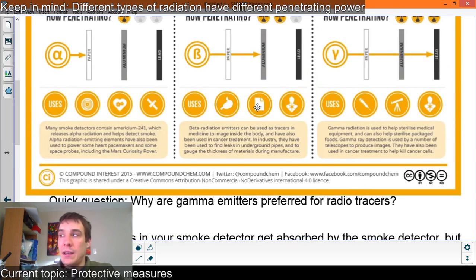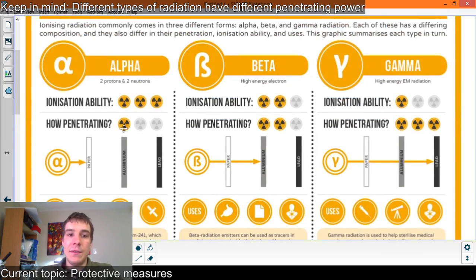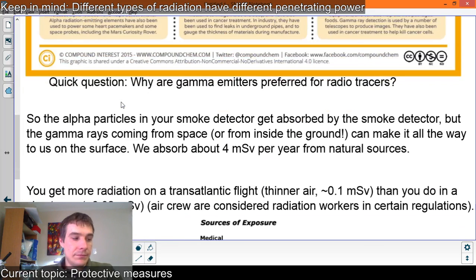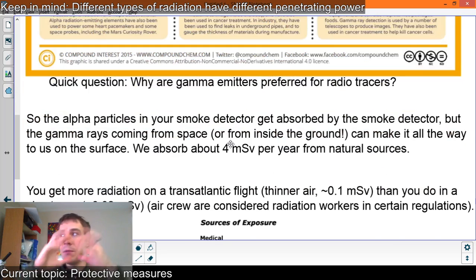Yeah, so if you remember, your smoke detector used alpha particles. Very low penetration, very high ionization ability. And that just gets absorbed by the smoke detector itself. So you don't have to worry about your smoke detector having radioactive stuff in it. Just a piece of paper will stop it, so the plastic of the smoke detector will obviously stop it.